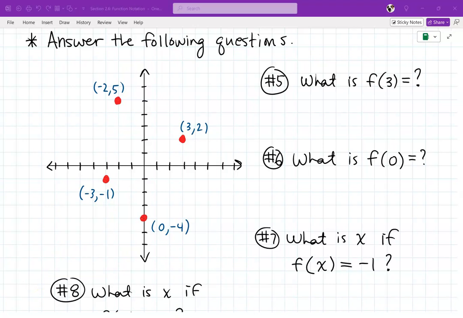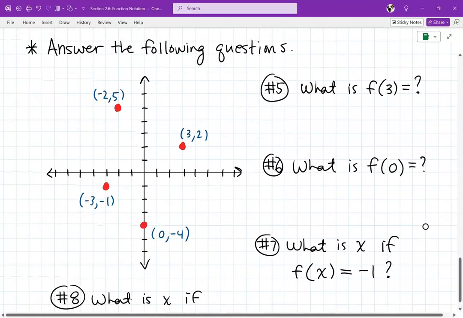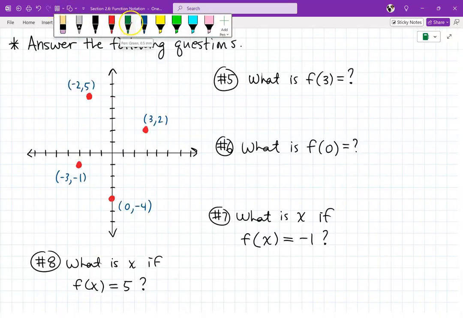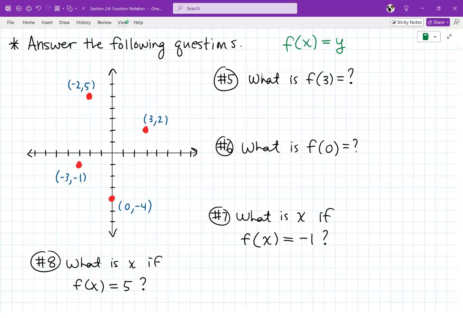For this last part, all 4 of these are going to pertain to that one graph. It says answer the following questions. What is f of 3? What is f of 0? What is x if f of x equals negative 1? And what is x if f of x equals 5? I do want to give you just one real quick hint. Remember I told you that y was equal to f of x, or I can write it like this, f of x equals y. That was the very first thing I told you. This is how y and f of x are related.